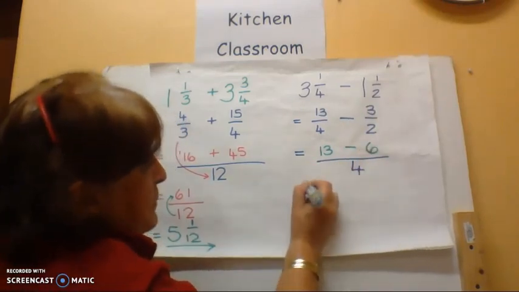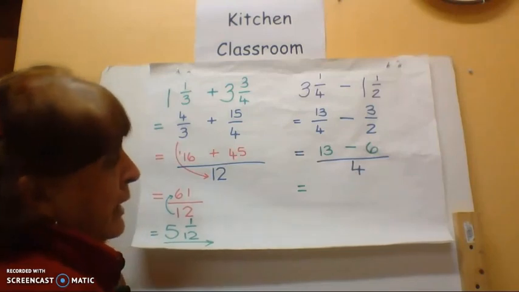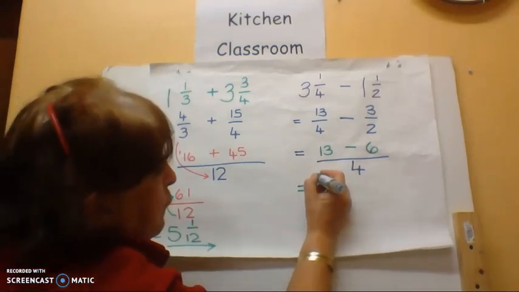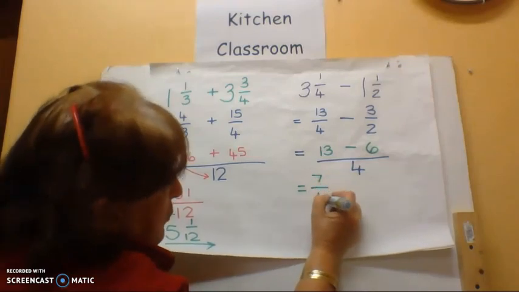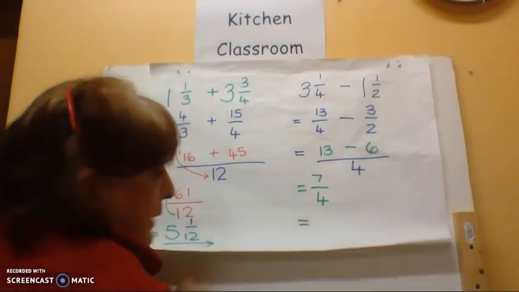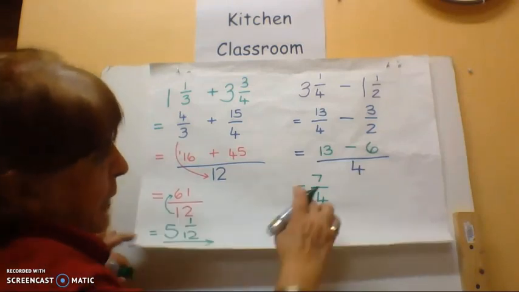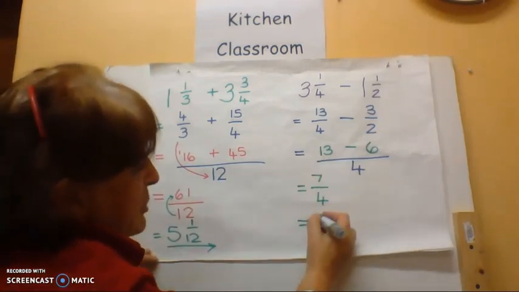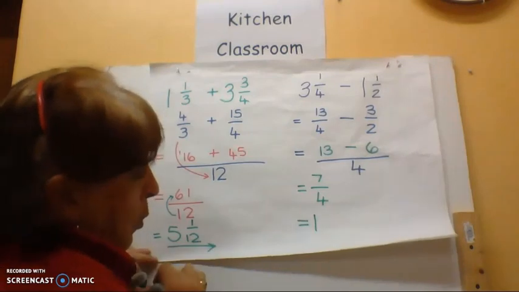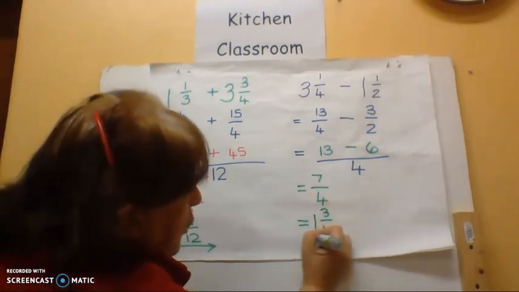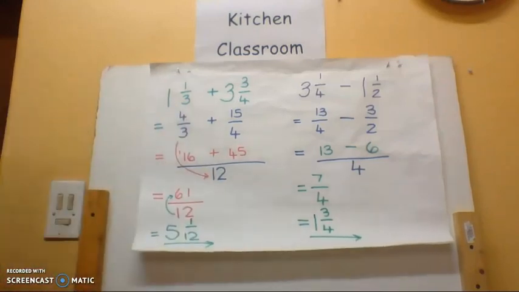My next step says subtract my numerators. So 13 over 4 minus 6 over 4 is going to leave me with 7 over 4. I'm left with an improper fraction, which I now change to a mixed number. 4 will divide into 7. 1 times 4 is 4, and 3 over 4 left over, and it's in its simplest form.